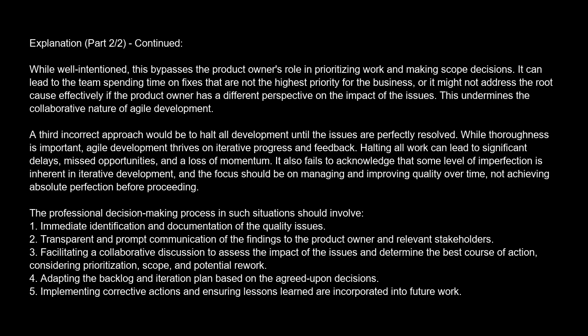The professional decision-making process in such situations should involve: 1. Immediate identification and documentation of the quality issues. 2. Transparent and prompt communication of the findings to the product owner and relevant stakeholders. 3. Facilitating a collaborative discussion to assess the impact of the issues and determine the best course of action, considering prioritization, scope, and potential rework. 4. Adapting the backlog and iteration plan based on the agreed-upon decisions. 5. Implementing corrective actions and ensuring lessons learned are incorporated into future work.